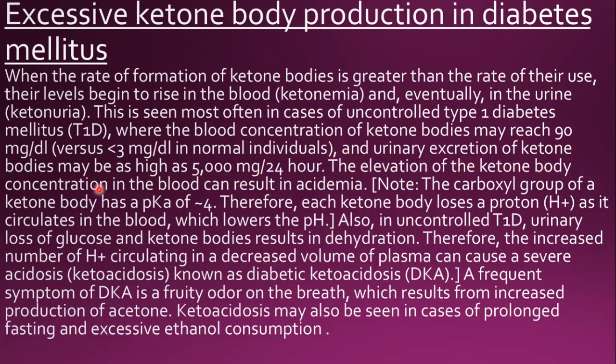Now, the elevation of ketone body concentration in the blood can result in acidemia. Why? The carboxyl group of ketone bodies has a pKa of about 4. Therefore, each ketone body will lose a proton, a hydrogen ion, as it circulates in blood. When the concentration of hydrogen ions increases, it will lower your pH. That is acidemia. Also in uncontrolled type 1 diabetes mellitus, urinary loss of glucose and ketone bodies usually results in dehydration. Therefore, the increase in the number of hydrogen ions circulating in the decreased volume of plasma can cause a severe acidosis. This is known as ketoacidosis. Since it is occurring in people with diabetes, it's known as diabetic ketoacidosis, DKA.